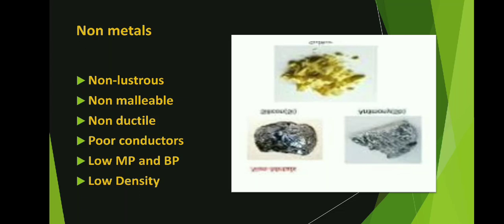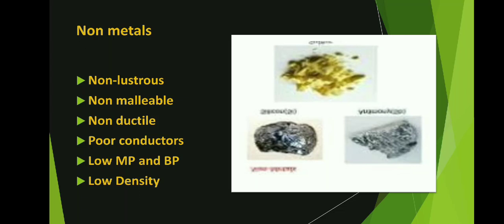These are non-malleable and non-ductile. These cannot be beaten into sheets or drawn into wires. Their boiling point and melting point are very low, and they are poor conductors of heat and electricity. But there is one exception, that graphite is a good conductor of electricity and heat.